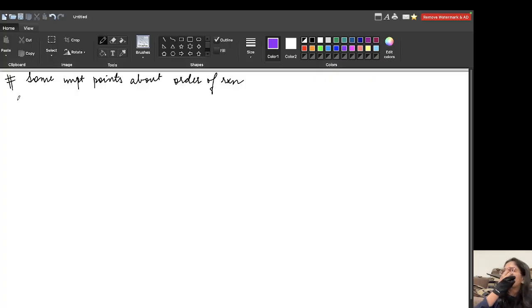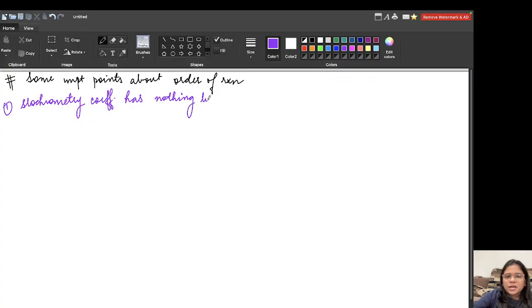Whatever we assumed first, like what Guldberg and Waage told us, that it depends upon the stoichiometry, that's not correct. The first point is stoichiometric coefficient. Stoichiometric coefficient has nothing to do with the order. We don't care about what the stoichiometric coefficient is telling us.